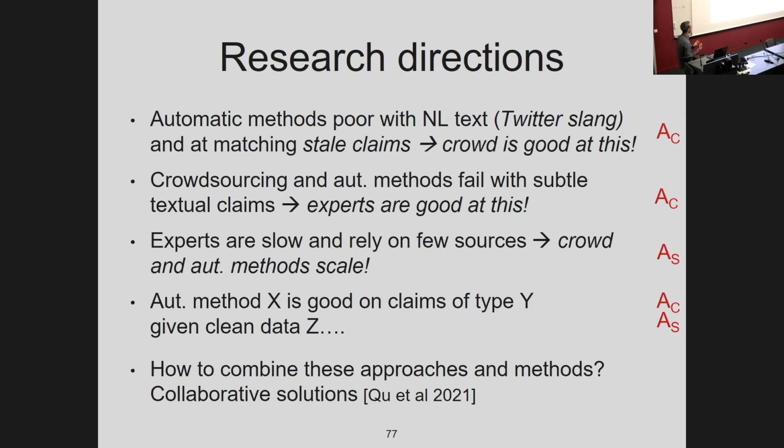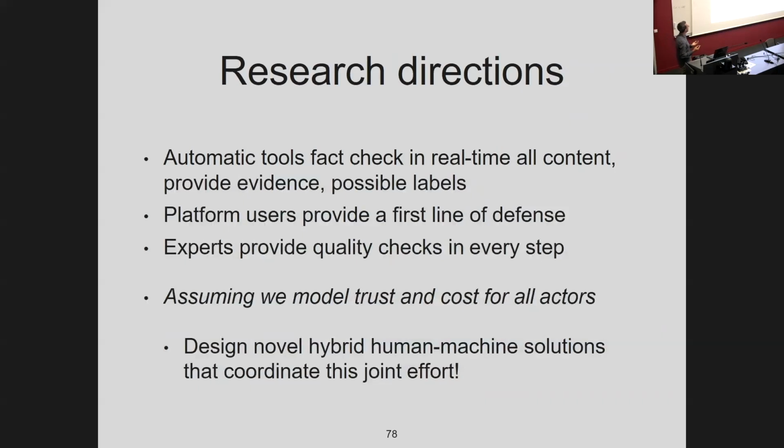Nobody knows. And also consider the orthogonal challenge that we have many automatic methods, each good on a certain claim type, given some clean data, but this is all scattered over different pieces, and we are still far away from having a good collaborative solution. The naive way is to say, okay, I'm going to use automatic tools to provide evidence in real time. The platform users, the crowd, do a first checking, and then I try to involve experts. Sure, but what is the right way to do this?